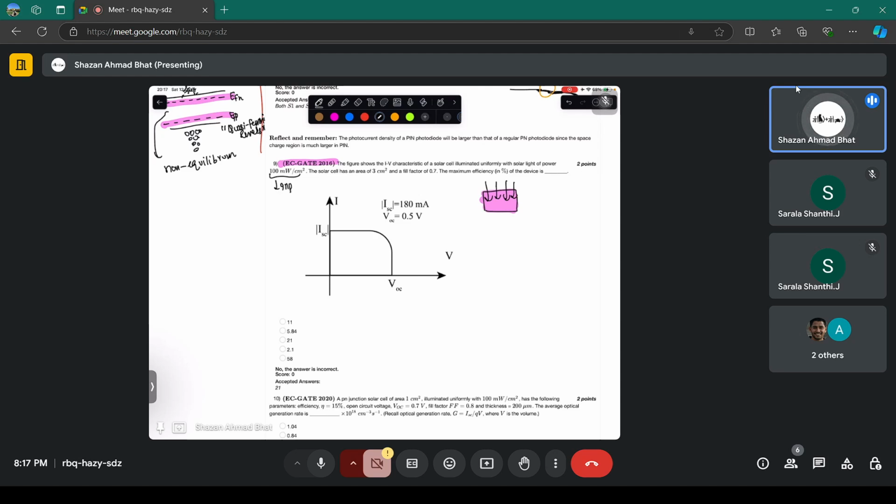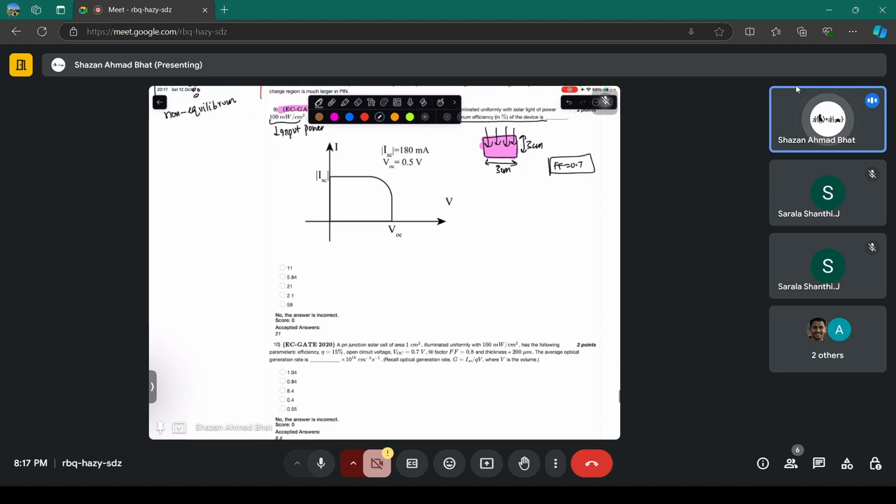And this is the solar light power given, that means this is the input power. The solar cell has an area of 3 centimeter square. That means this is 3 centimeter, this is 3 centimeter. And the fill factor is given, which is 0.7. We have to find the maximum efficiency of the device. Now it is related to the previous concepts we talked about. We know that the fill factor is VM IM divided by VOC ISC, the short circuit current. So the numerator is the output power, divided by VOC ISC. This is the fill factor.